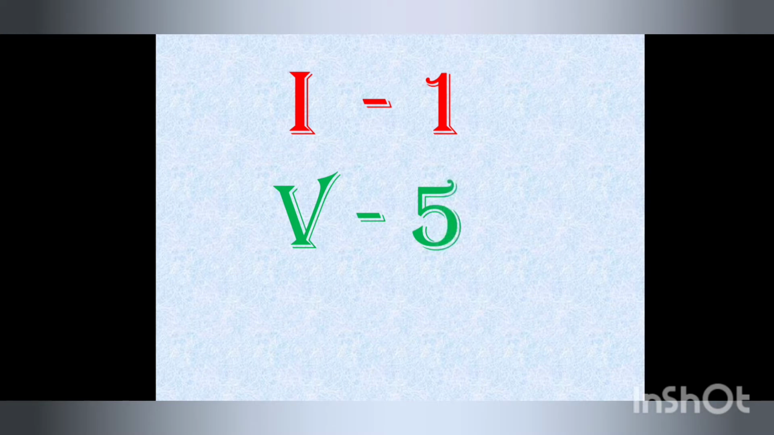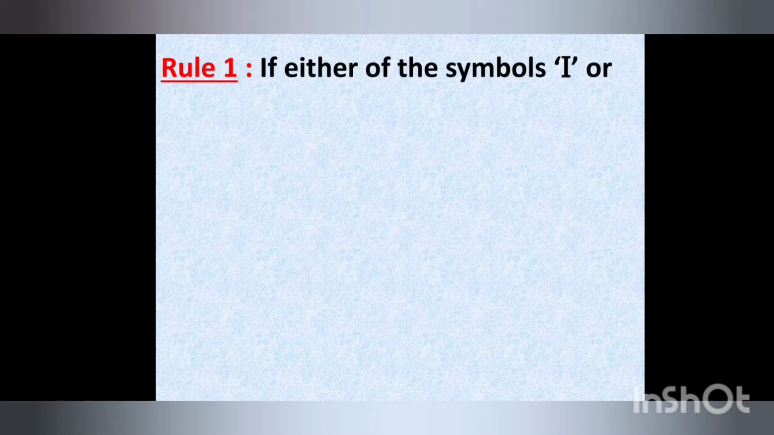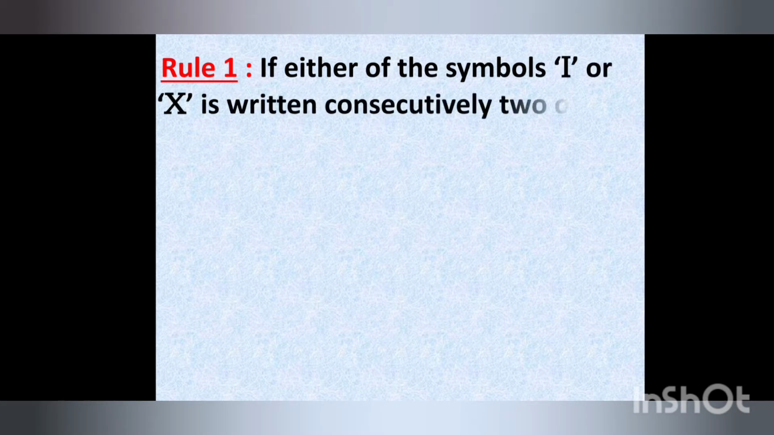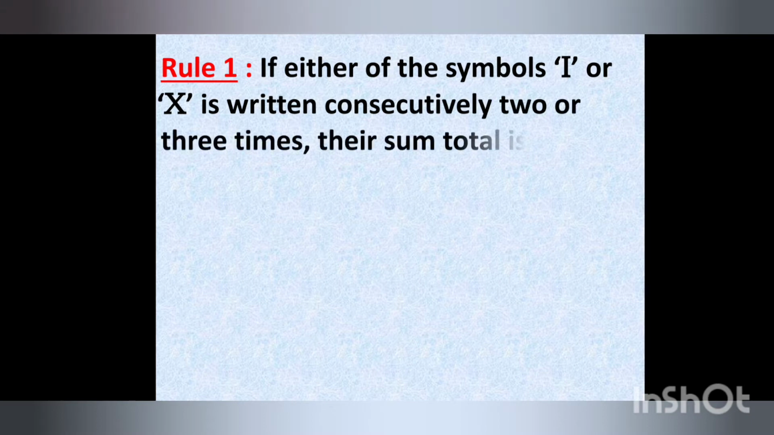The capital letter I was the symbol used for 1, capital V for 5, and capital X for 10. In this method, there was no symbol for 0. Let us learn the rules for writing Roman numerals. Rule 1. If either of the symbols capital I or capital X is written consecutively 2 or 3 times, their sum total is the number they make.